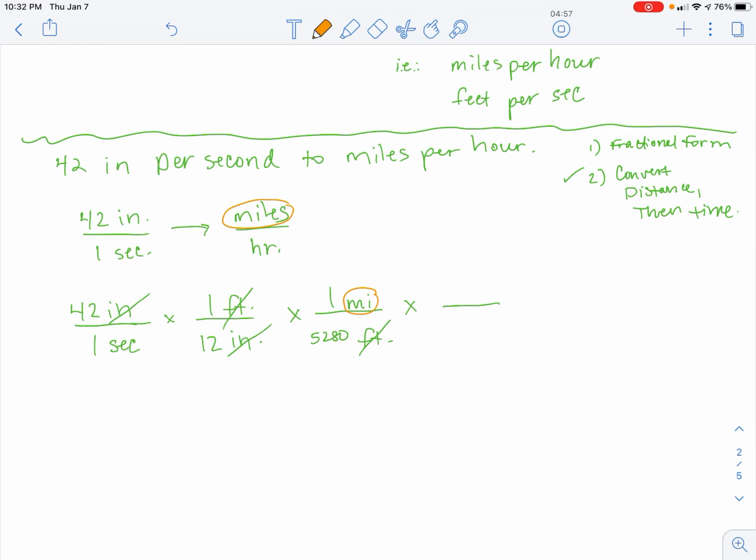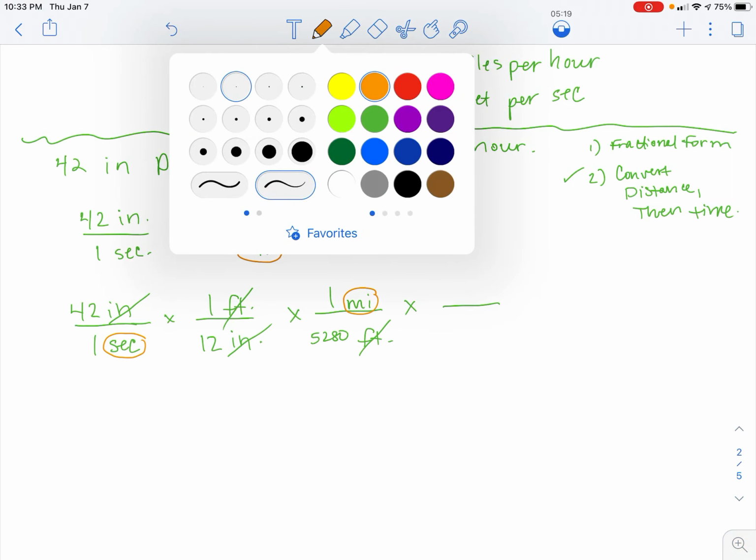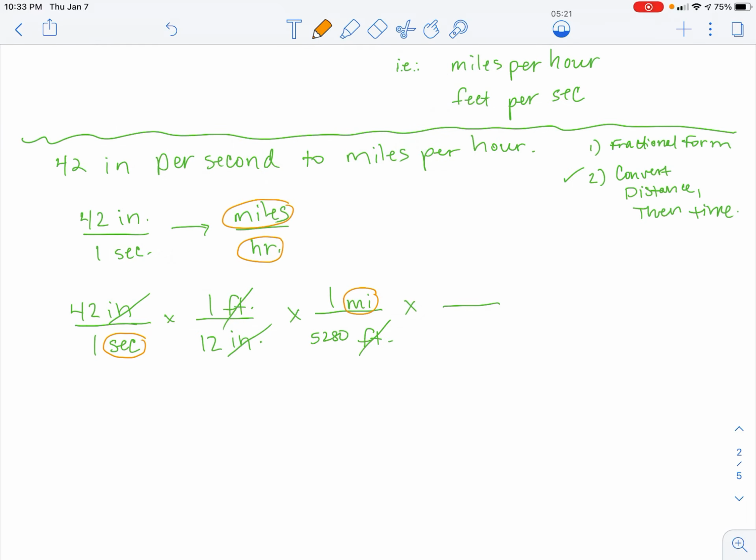So now we have to do the time. Since we're trying to go from seconds to hours, my first conversion has to start with 60 seconds because I'm at the seconds first, and I want to be able to cancel that. Actually, I'm going to stay in the orange pencil for a bit here. I want to get rid of those circles.